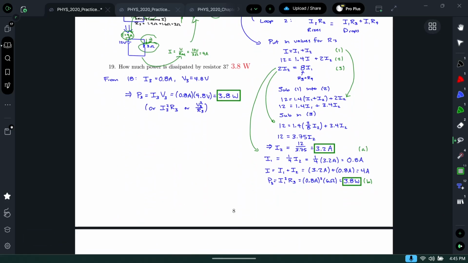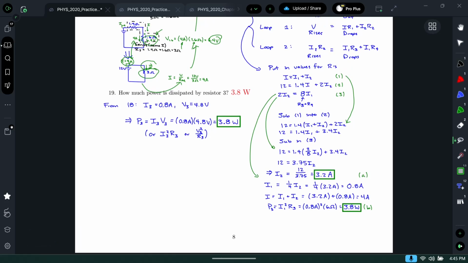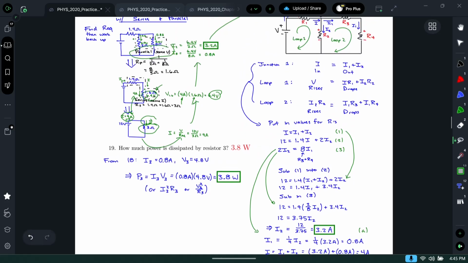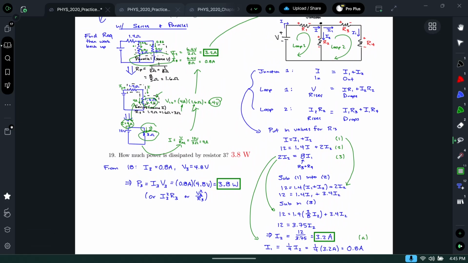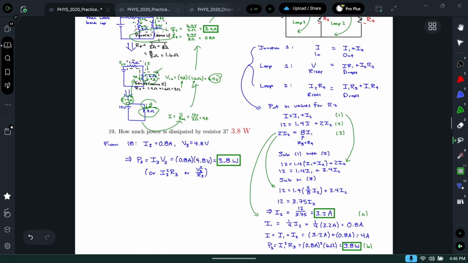Okay, 19, same deal. As soon as you know the current and voltage, power is just multiply the two together. So if you found those along the way, just by doing everything for every resistor, you already got every number you need. You don't even have to think. They're already there in front of you.